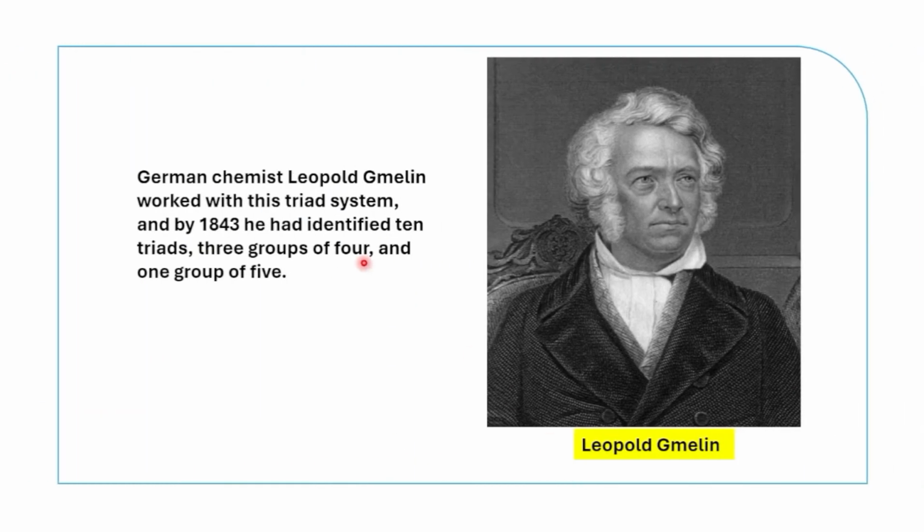Next, the German chemist Leopold Gmelin worked with this triad system, and by 1843 he had identified 10 triads, 3 groups of 4, and 1 group of 5. This grouping was done based on the elements' physical and chemical natures, because at the initial time they did not have any clue how to arrange these elements. So they started grouping them based on their physical and chemical properties. For example, lithium, sodium, and potassium had common properties. That's why the scientists thought they could be in one particular group.